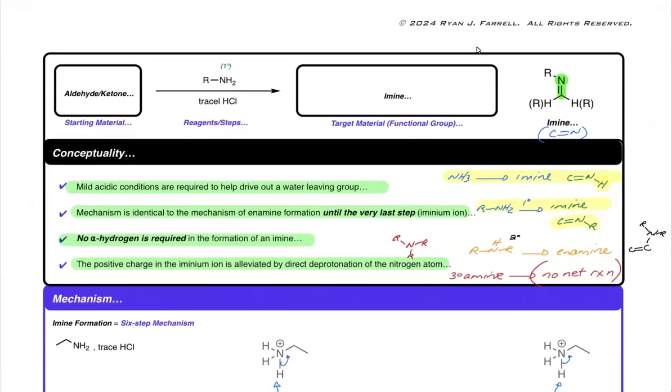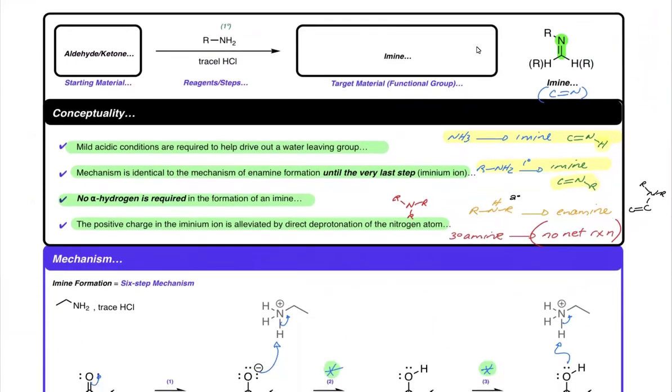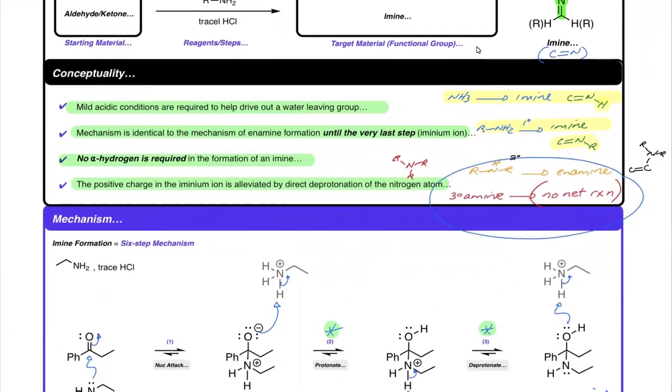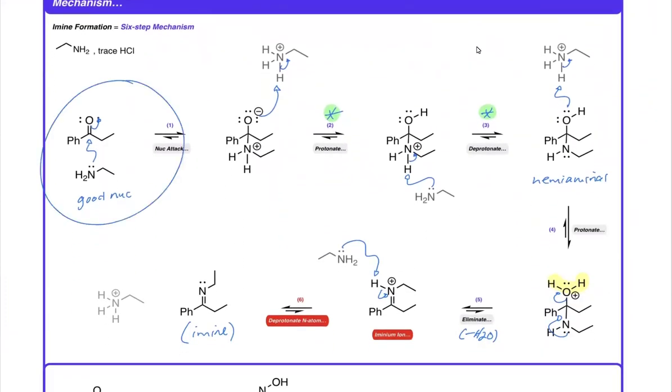So recapping this, imine formation occurs with a primary amine, or we could technically form one with NH3, but then the nitrogen would just have a hydrogen coming off. Secondary amines form enamines, and tertiary amines have no net reaction at the carbonyl carbon. Mechanistically, we attack right away. Do not protonate the carbonyl oxygen first. Attack right away. That nitrogen is a good nucleophile.